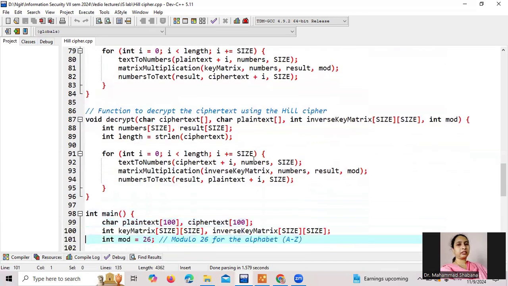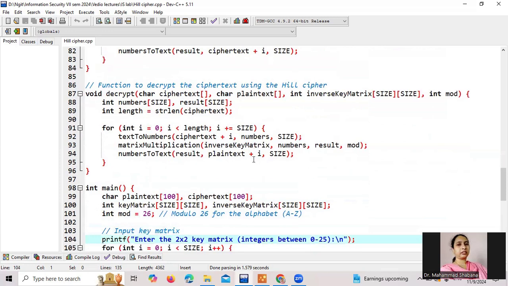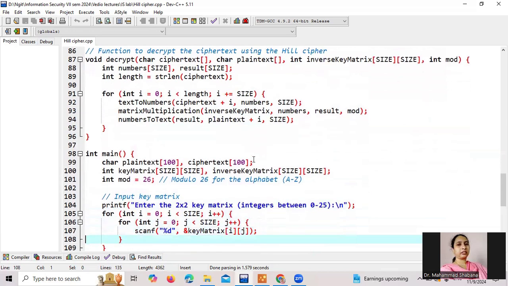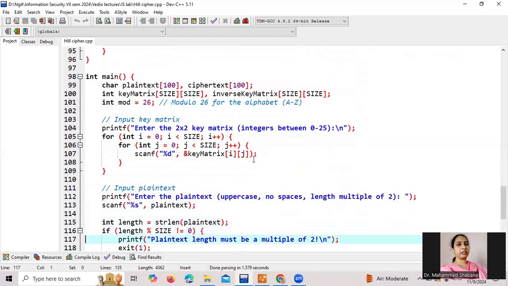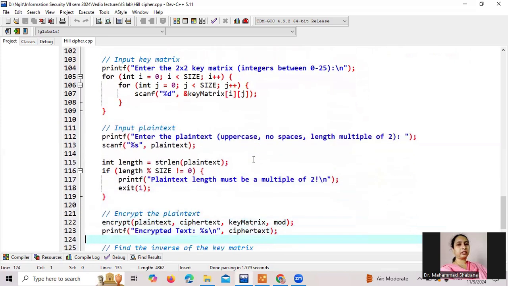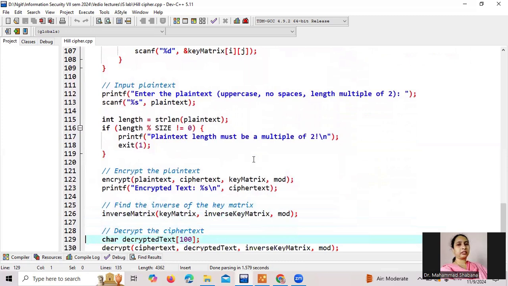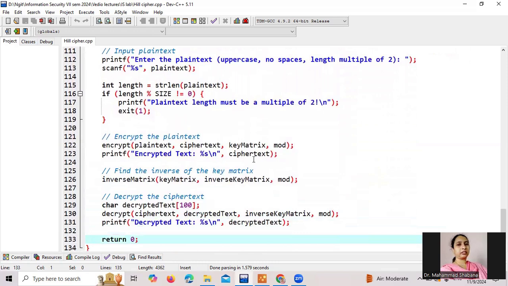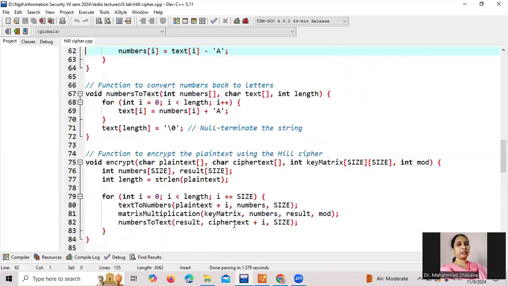Let's go to the main function here. This is the main function where the user is prompted to enter a 2 by 2 integer key matrix whose values are between 0 and 25. Then the user is prompted to enter the plain text with uppercase letters. There are no spaces, and the length of the plain text should be a multiple of 2. To encrypt, we call the encrypt function and display the ciphertext. Then we calculate and find the inverse of the key matrix, which is used for decryption. We call the decrypt function and display the decrypted text to verify the encryption. So with this, we conclude our C program. Let's run the program here.